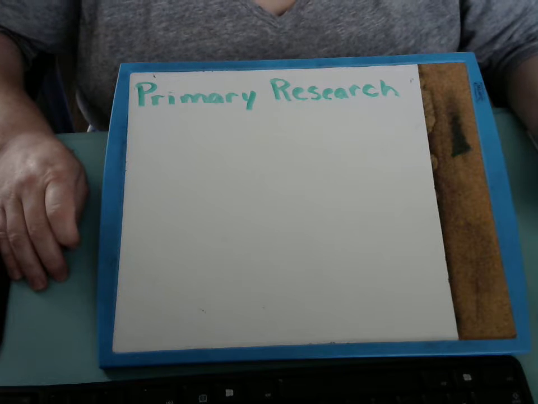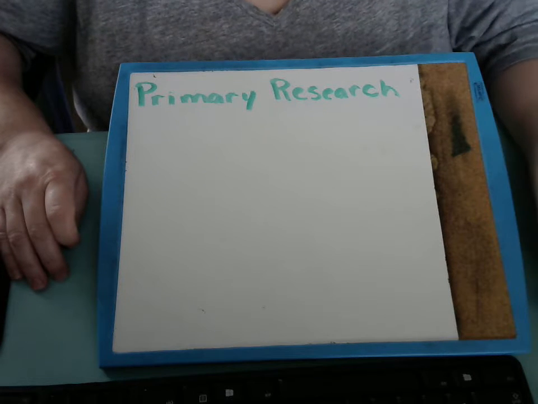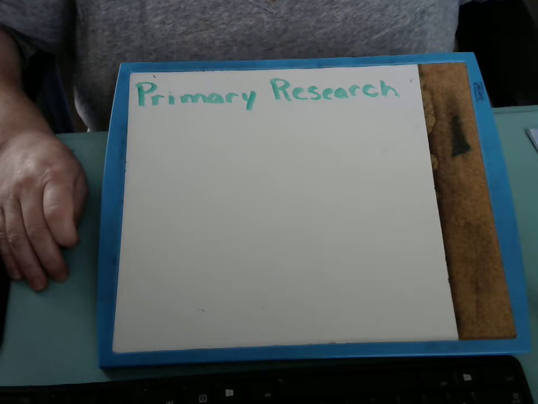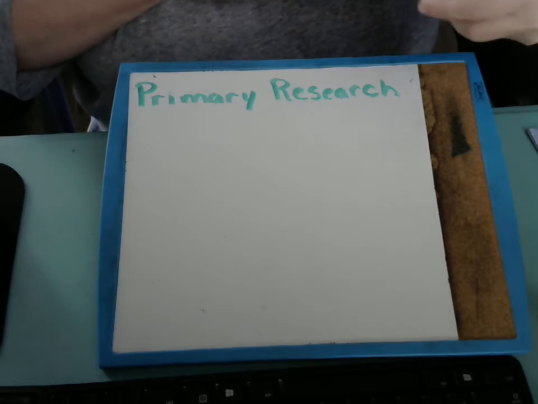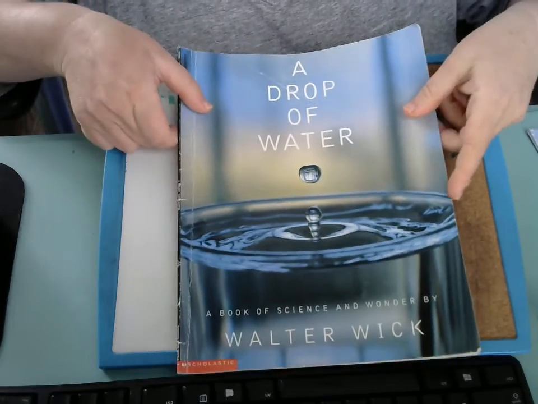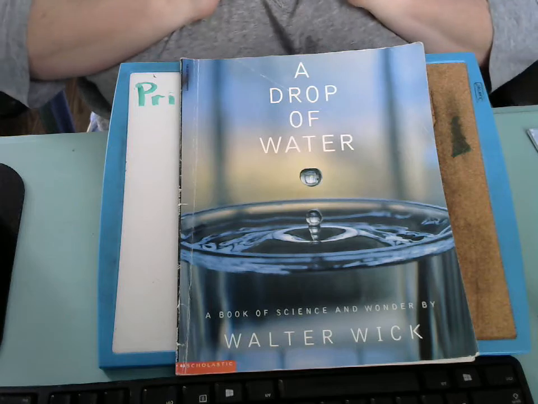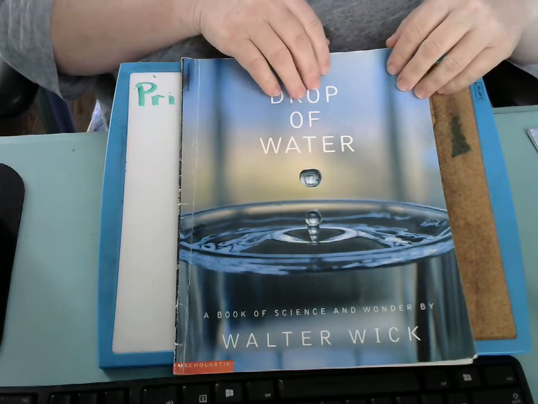So there are two types of primary research. Let's consider the first one using the book A Drop of Water. We've already discovered that one way to develop a topic with facts and concrete details is by making observations. Let's read a little bit from the book.